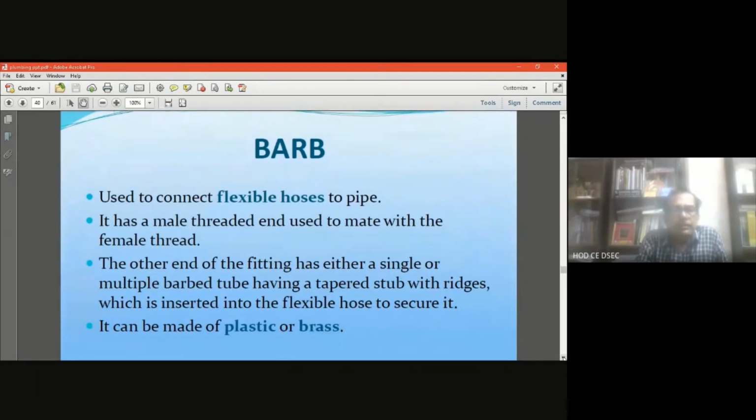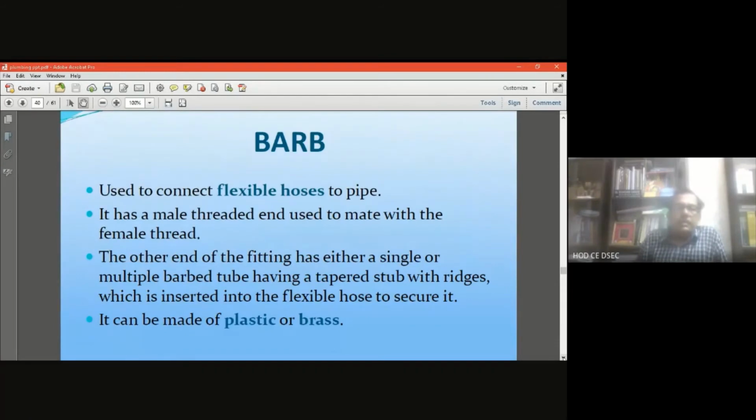Now what is a barb? It is used to connect flexible hoses to pipe. Flexible hoses are used in firefighting pipes, so it is very much applicable over there.